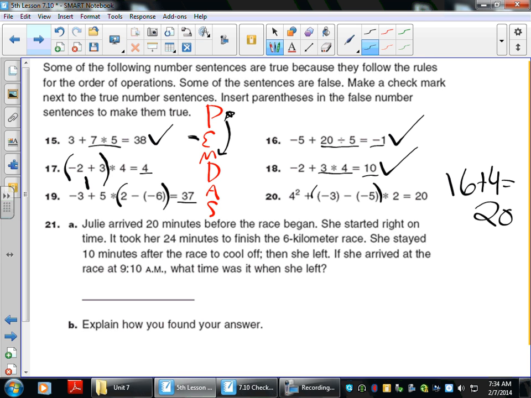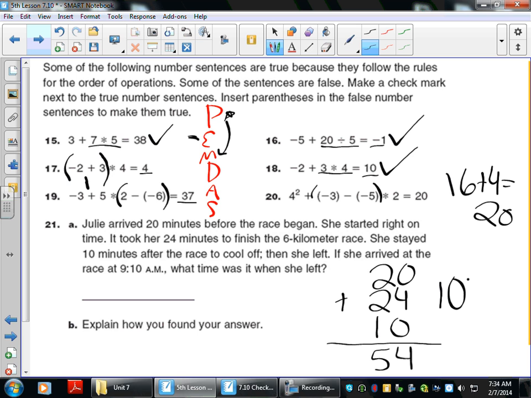Well, this one, just don't overthink this problem. Take our variables. She came 20 minutes. We're going to add these together. It took her 24 minutes to run it. She stayed 10 minutes to cool off. Just add those. 0 plus 4 plus 0 is 4. 2 plus 2 is 4. Plus 1 is 5. 54. So she's there for 54 minutes. Now I take 9:10 plus 54. Well, I know 9:10 plus 50 minutes will give me 10 o'clock. There's 4 leftover minutes. So that would mean it's 10:04.